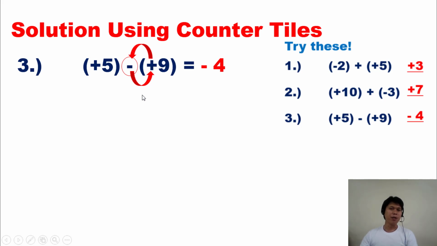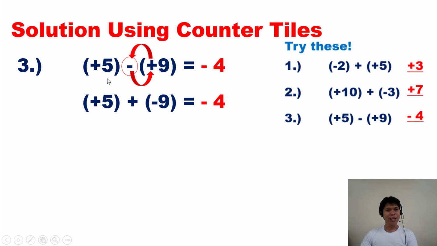Anyway, if you combine a positive and a negative, the result is always negative. Or unlike signs combined together, the result is negative. So in this case, if you transfer the plus sign, or addition sign, here and the negative sign here beside 9, the answer is not affected. So it becomes positive 5 plus negative 9.